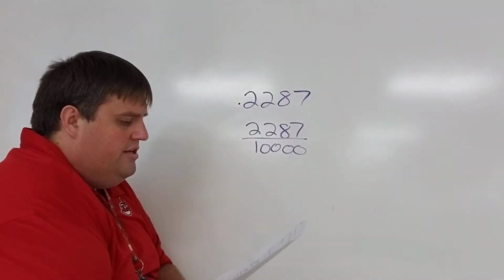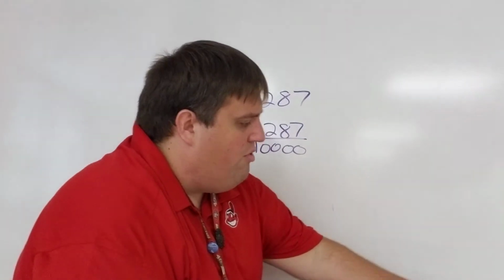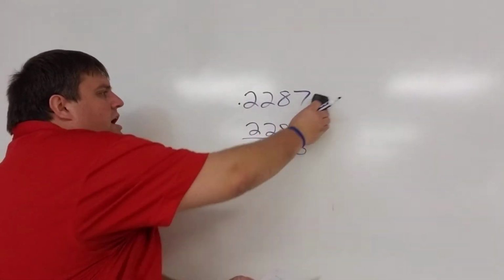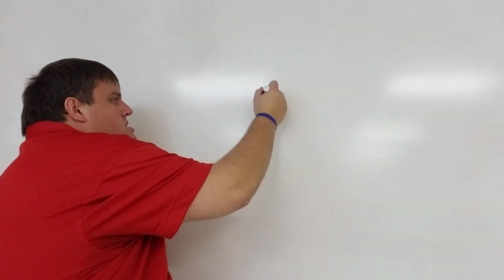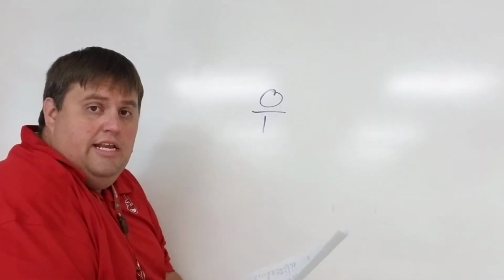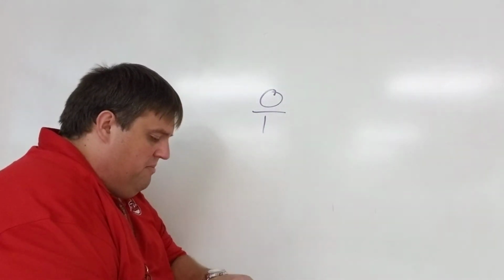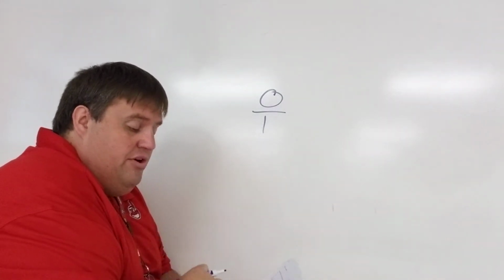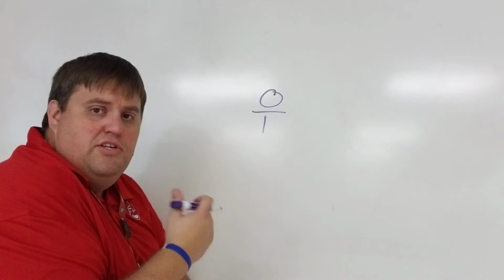Number 4, 0 is rational, right? How do I write 0 as a fraction? Well, I can just write 0 over 1. That proves that it's a fraction, and it must be a rational number then. Number 5 is irrational. Square root of 39, because it's not a perfect square.